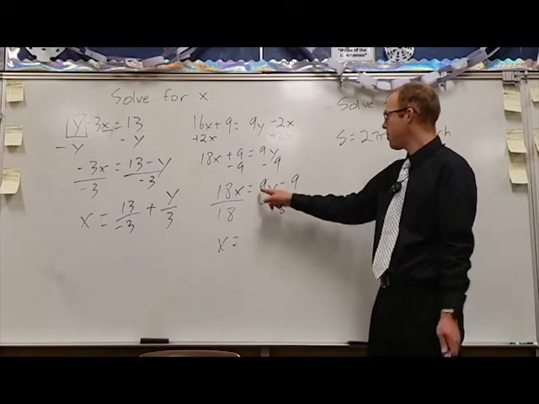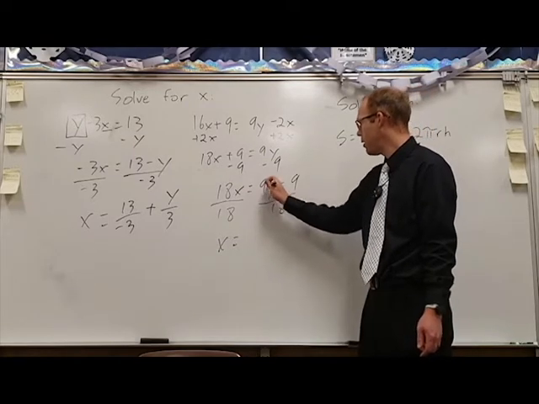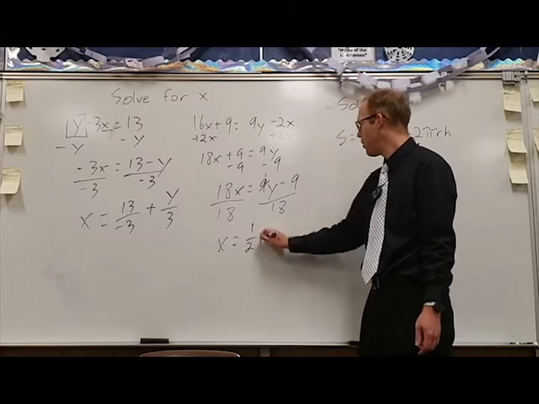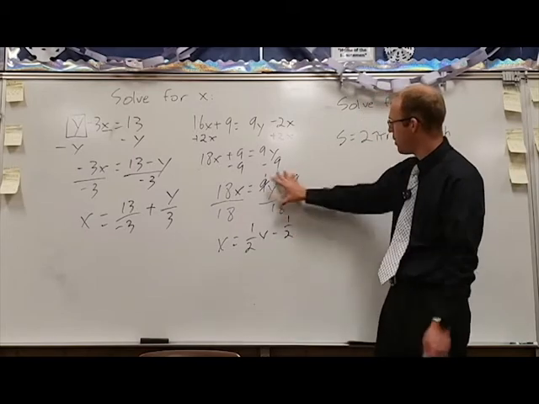Okay, now these can simplify. 9 goes into both 9 and 18, so that would be 1, and this would be half y, and then this would also be minus 1/2. So simplify where you can.